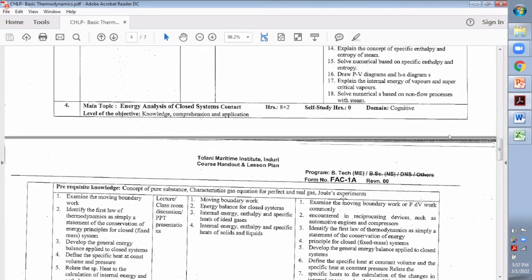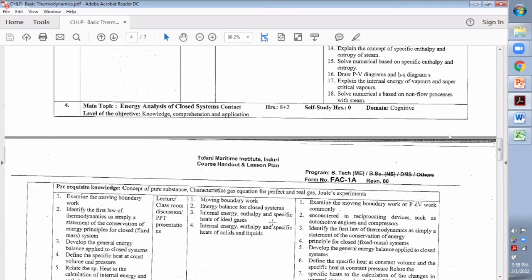Then the 4th topic is energy analysis of closed systems. This topic number 4 basically goes hand in hand with unit number 2. So unit number 2 and unit number 4 will move parallel to each other, because to cover a few topics from unit number 2, you need to understand topics from unit number 4. So when we cover unit number 2 completely, that means we have already covered half of unit number 4 at that time. So there is no need for separate treatment of unit number 4.